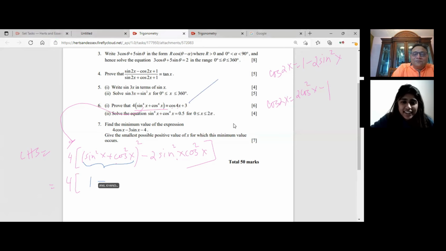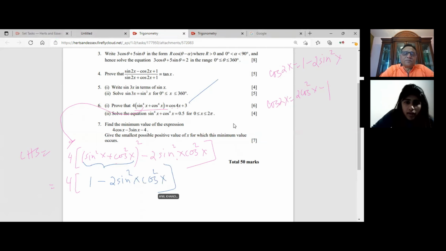Minus, we want all cos 4x, right? So we got minus 2 sine square x cos square x. Let me first write it like this. Is that clear to you? Yeah, I'm just in shock.